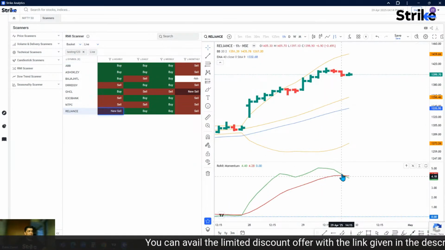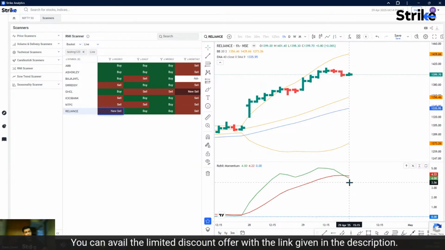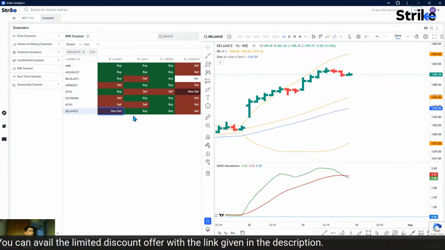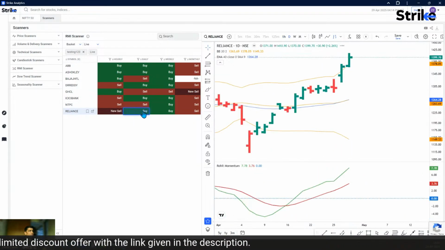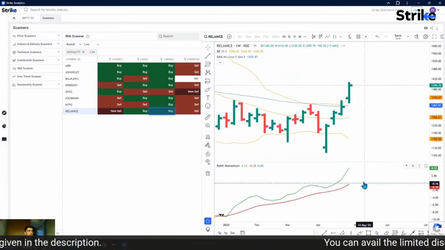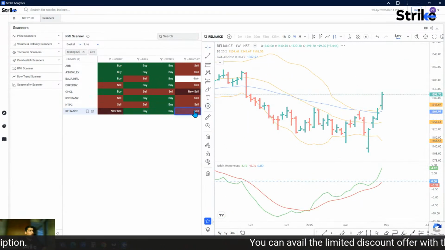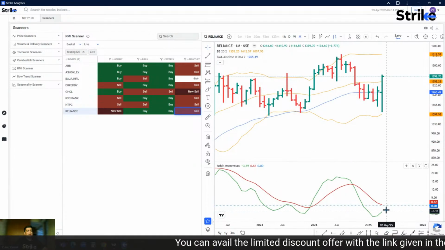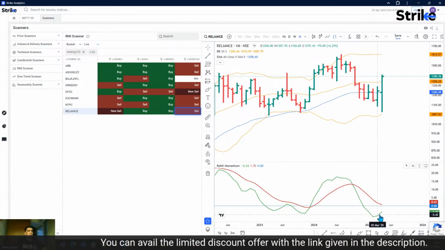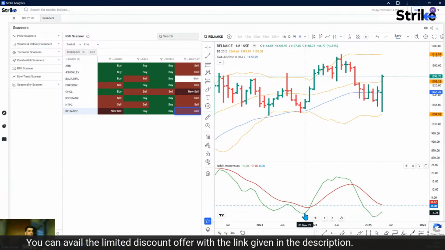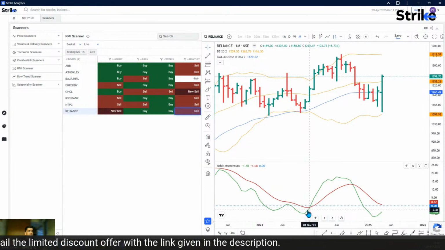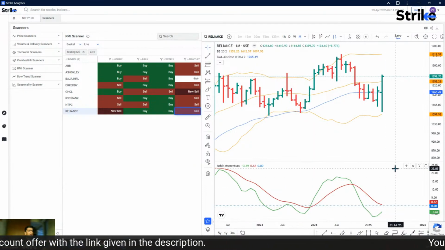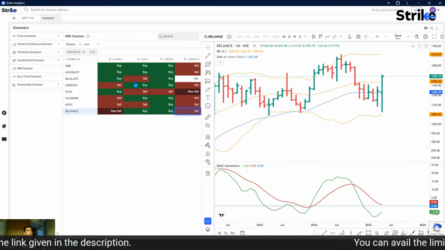On the hourly chart, see, the green line has crossed below the red line. But on the daily time frame, it is in a buy mode, and on the weekly chart also it is in a buy mode. But on the monthly time frame chart, it is in a sell mode. Anytime soon, this particular line, which is somewhere over here, can give a buy trigger. This can happen.